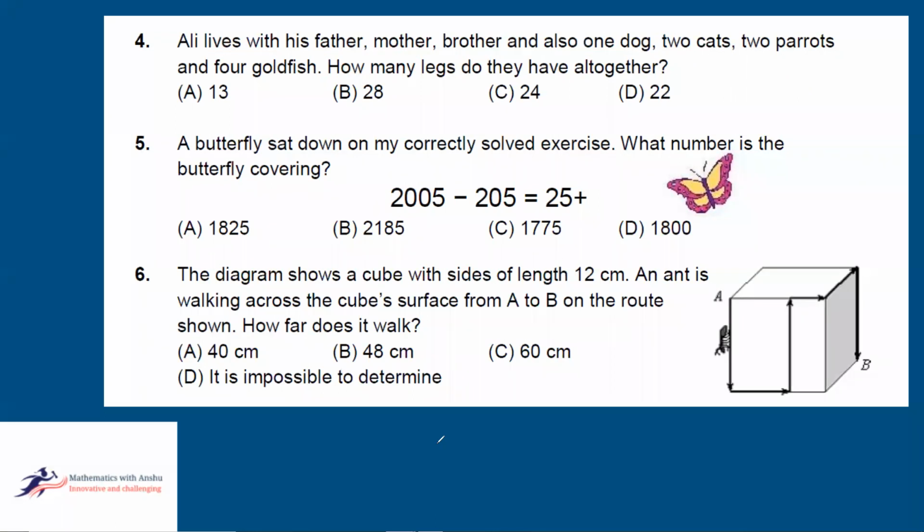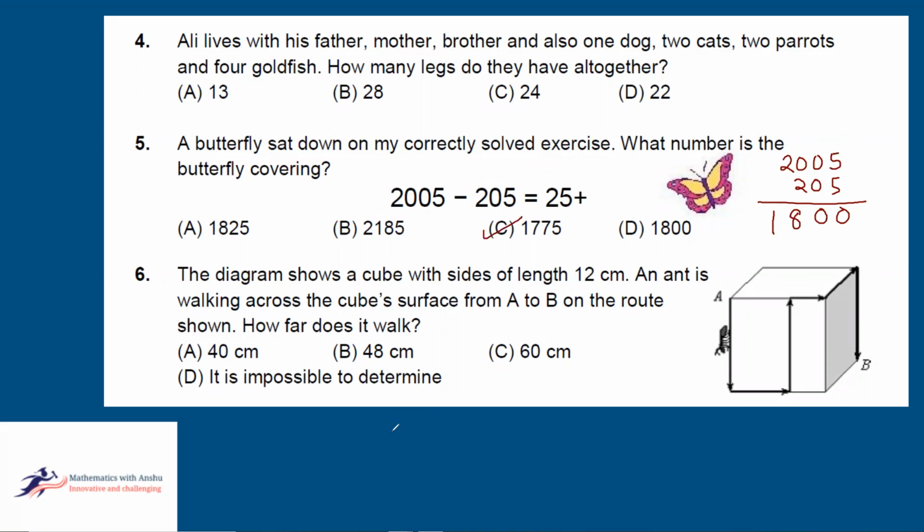Now let's try the next. A butterfly sat down on my correctly solved exercise. What number is the butterfly? So if you solve this part, if you solve this, 2005 minus 205, 1800. So clearly you can mark the answer, correct?